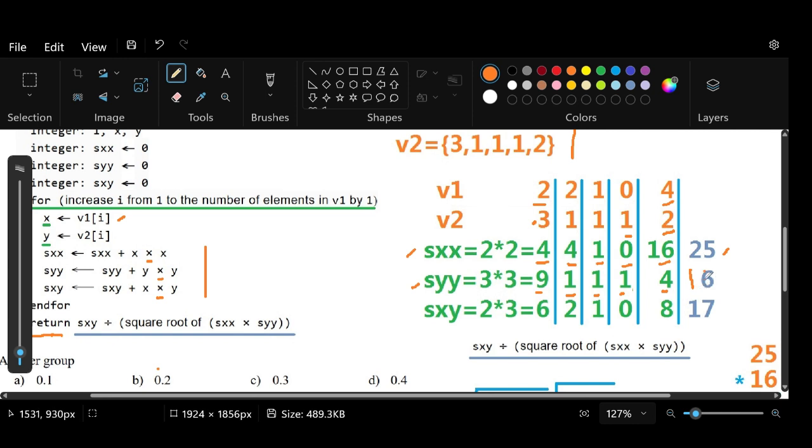The one here didn't display well. Okay, now the next one, here we have SXY, where what we need to do is multiply x and y. 2 times 3 gives us 6, 2 times 1 gives us 2, 1 times 1 gives us 1, 0 times 1 gives us 0, 4 times 2 gives us 8, and if we add them up, we get 2, 8, 10, 6, 1, 7, add them all up, we get 17.